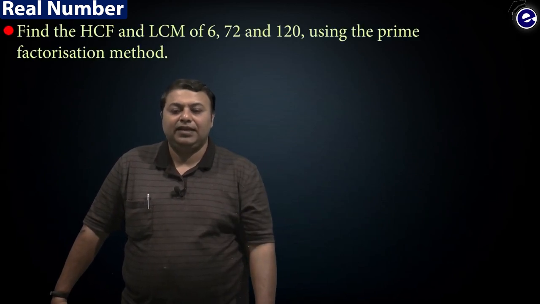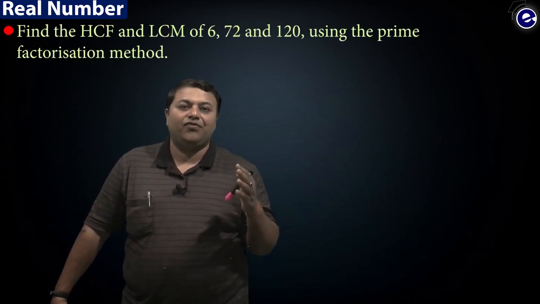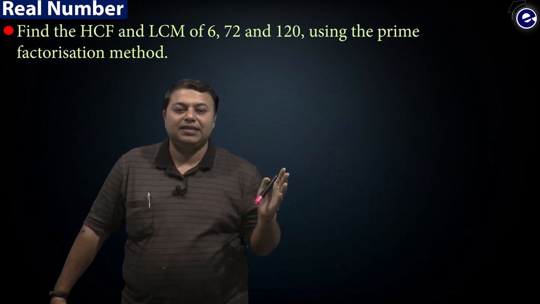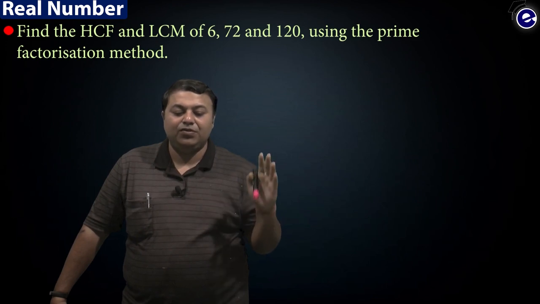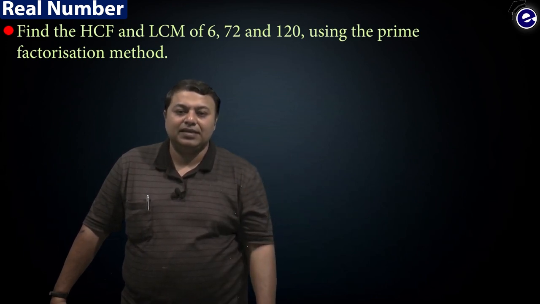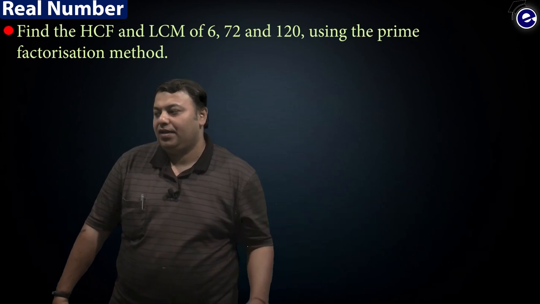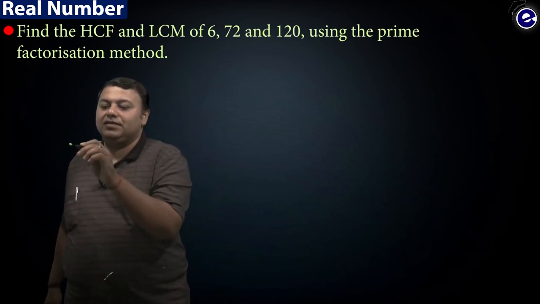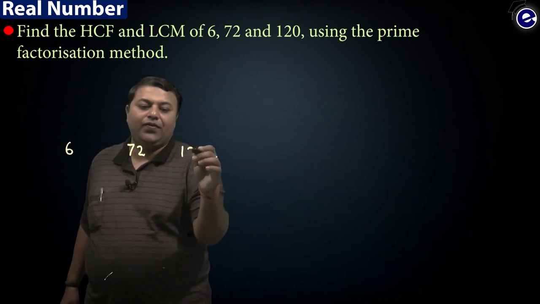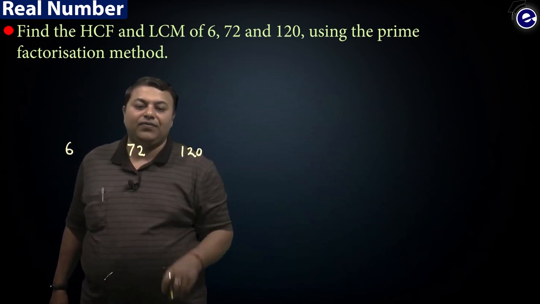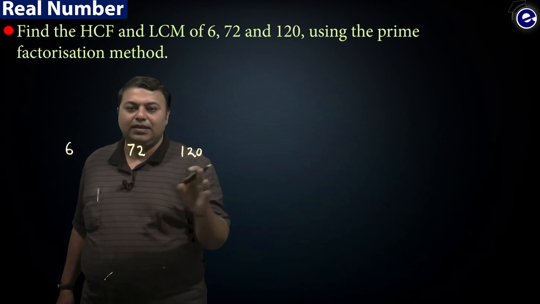Hello children, let's solve this 11th question in front of your screen. Let's read it. It's asking about finding the HCF and LCM of three numbers: 6, 72 and 120. So shall we write it down? We will write down 6, 72 and 120. You have to find the HCF and LCM of these three numbers.